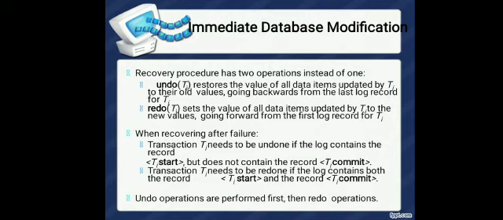So when recovering after any system failure, the transaction Ti needs to be undone if the log contains the record Ti comma start but doesn't contain the record Ti comma commit. The transaction Ti needs to be redone if the log contains both the record Ti comma start and Ti comma commit. So for undo, only the Ti start is enough. For redo, both the Ti start and Ti commit records must be in the log. So undo operations are performed first, then redo operations.